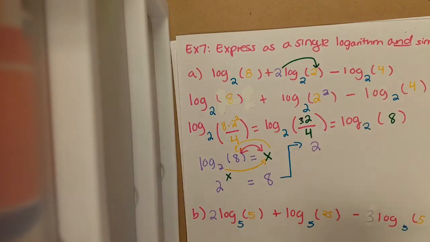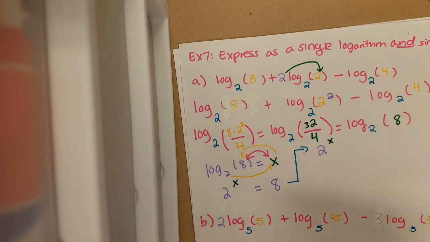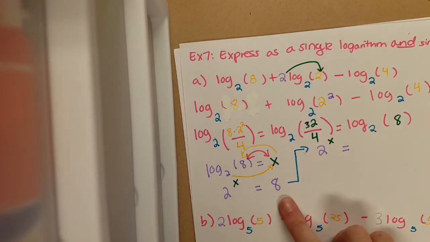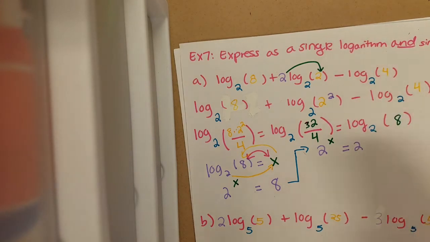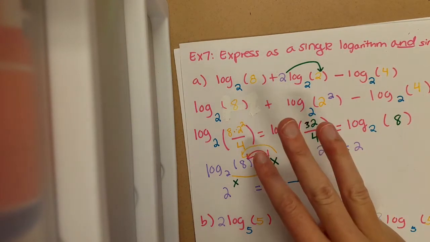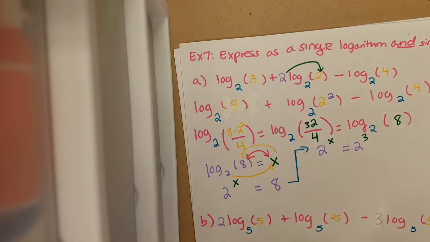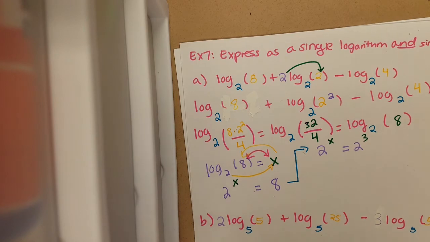Okay, so we have 2 to the x power equals, okay, I need to think of 2 to what power gives me 8. So let's see here. 2 times 2 is 4 times 2 is 8. So that would be 2 to the 3rd power. And holy hot dog, you guys, I now have the same base on both sides.